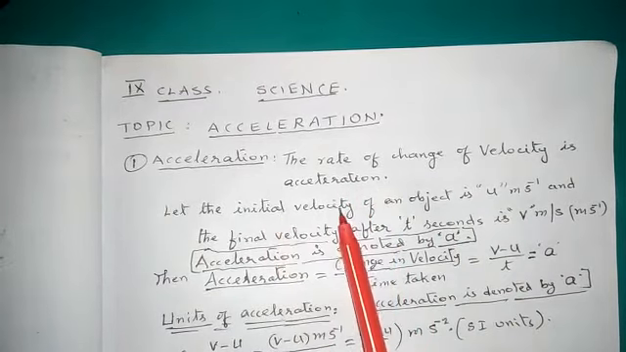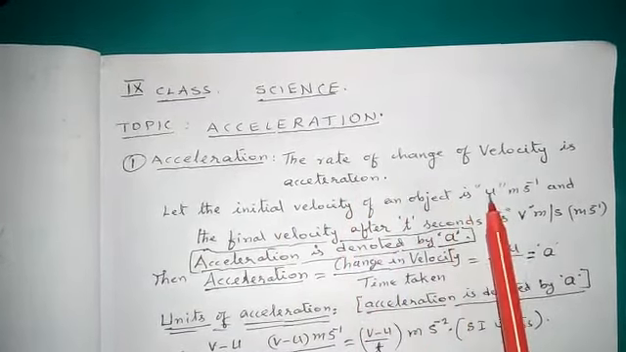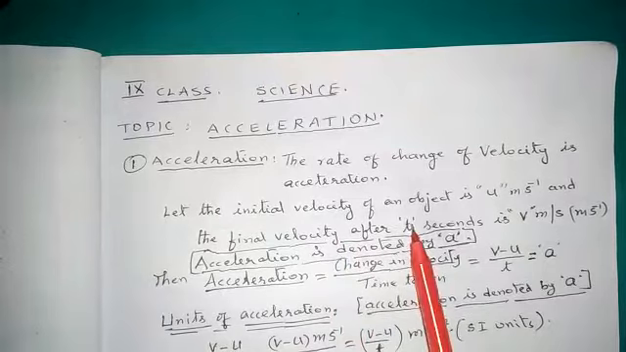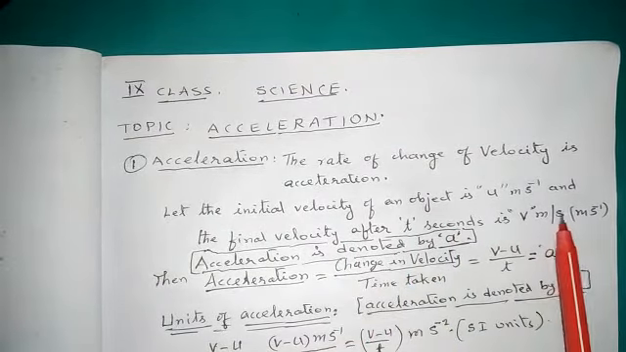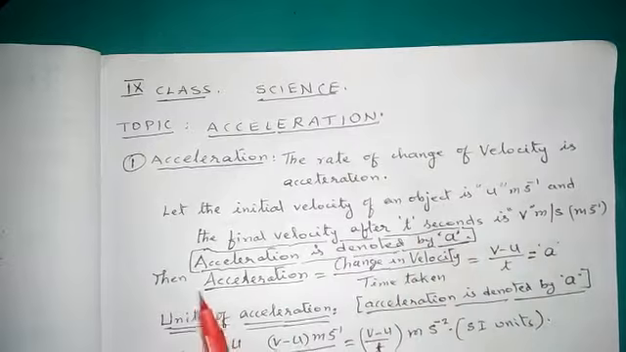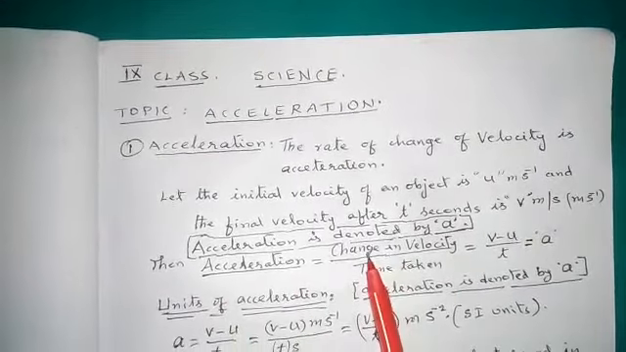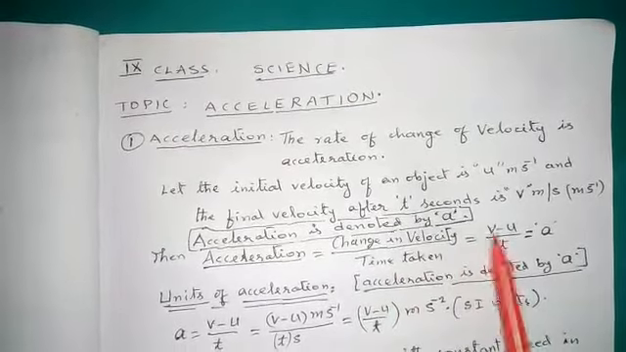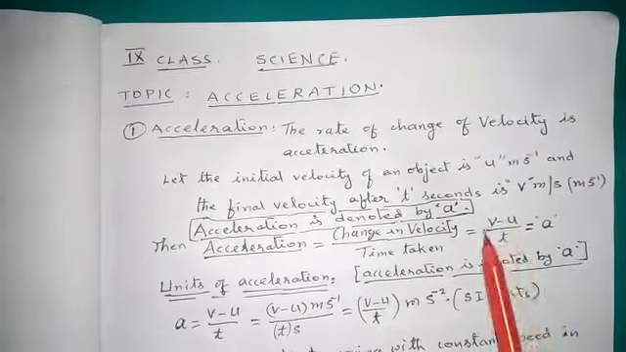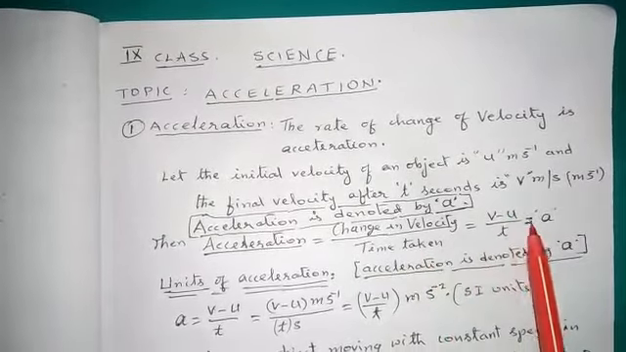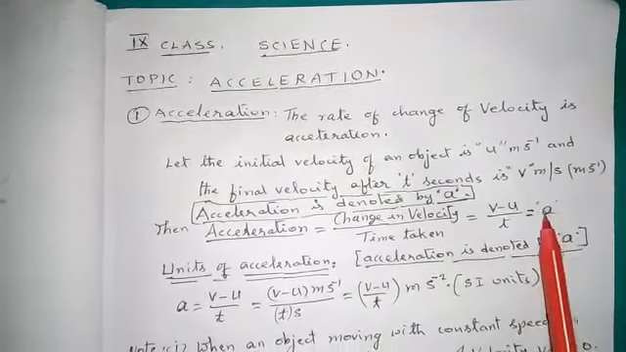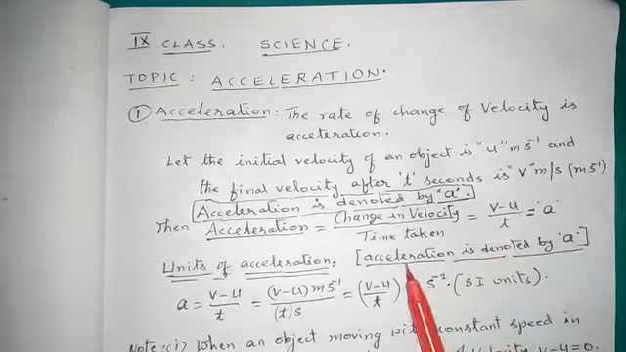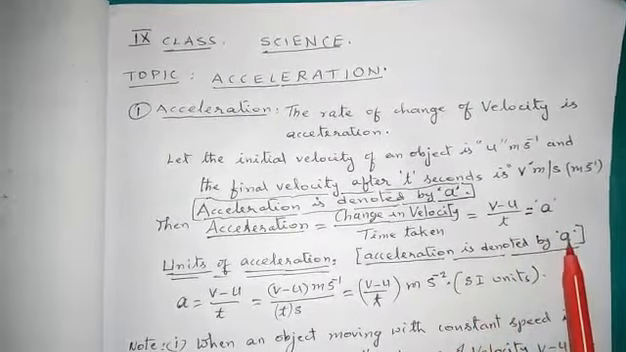Let the initial velocity of an object be u meters per second and the final velocity after t seconds be v meters per second. Then acceleration is equal to change in velocity by time taken. That is equal to v minus u, the change of velocity, by t, the time taken, which is equal to a. Here this a represents the acceleration, or acceleration is denoted by a.